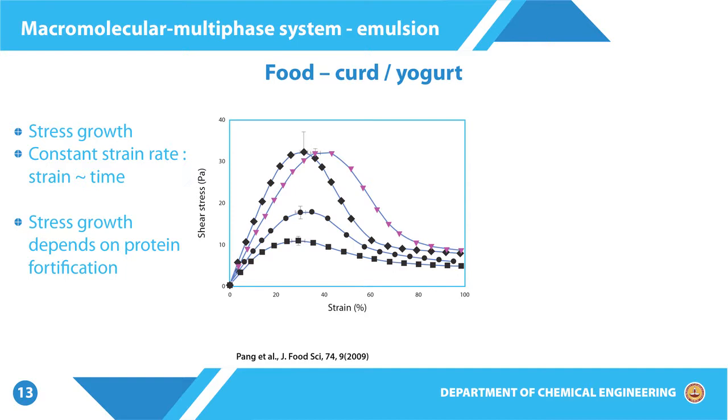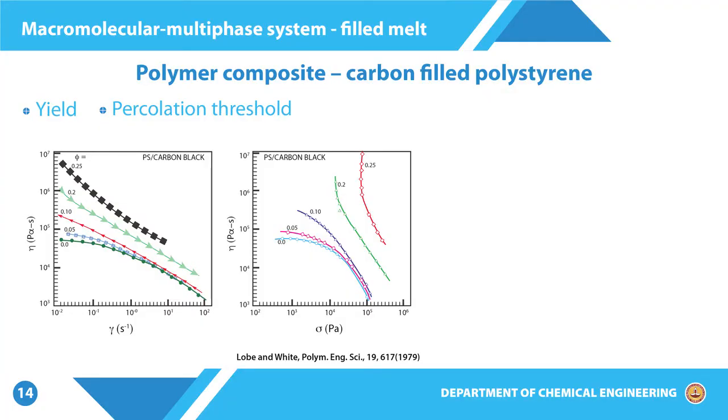Earlier, whenever we looked at dispersions or particulate systems, we were looking at solvents predominantly in terms of a Newtonian fluid, either water or an organic solvent. In this case, we have carbon black as the dispersed phase, and it is being dispersed in a polystyrene melt which itself is viscoelastic, or which itself has a shear thinning response.